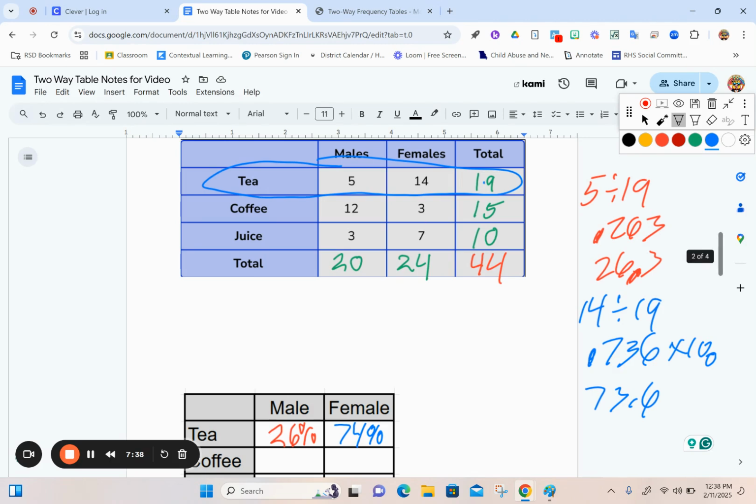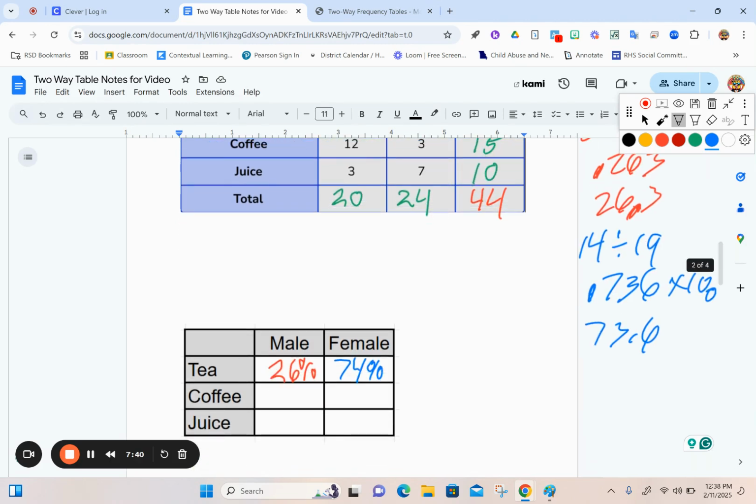Juice is even easier. So I'm going to leave it like here. Juice, it's out of 10. So 3 divided by 10 is 0.3 times 100. That's 30%. So down here, we know this is 30%. This has to add, plus that has to add up to 100, so that's 70%.